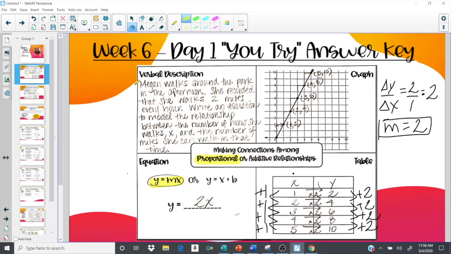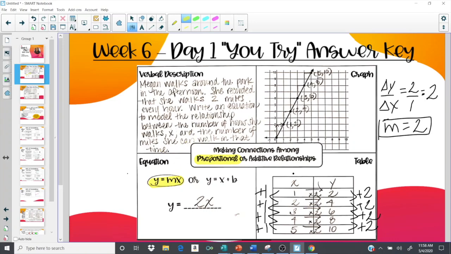The verbal description that I came up with was Megan walks around the park in the afternoon. She recorded that she walks 2 miles every hour. Write an equation to model the relationship between the number of hours she walks, X, and the number of miles she can walk in that time, Y.